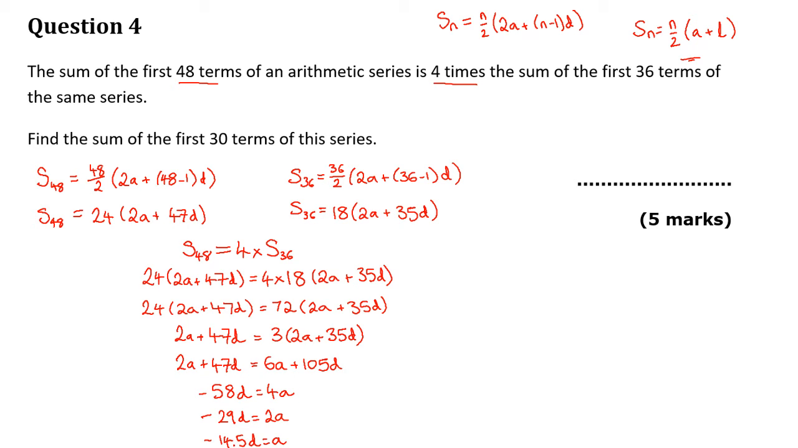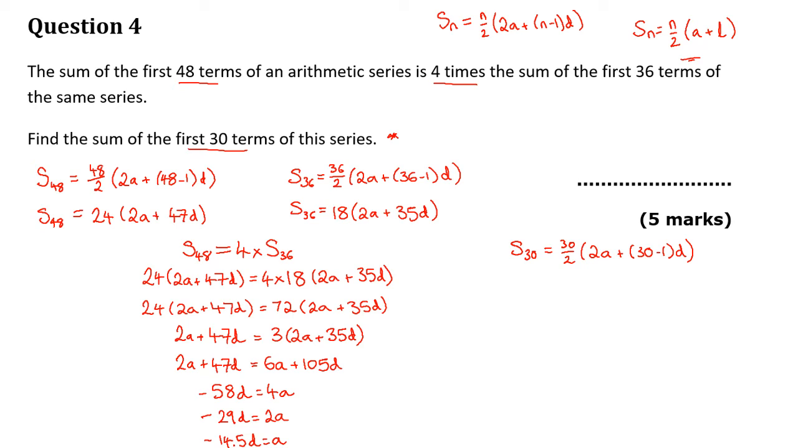And that's about as far as I can go with that information and sort of get a little bit stuck, in that I don't know what a is or d is. But if we then try and work back from the other direction, I want to find the sum of the first 30 terms. So let's see what that gives me.